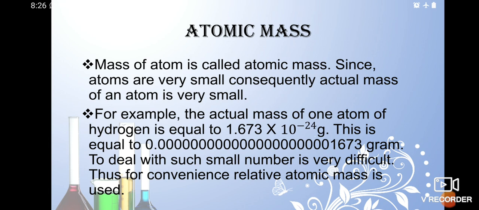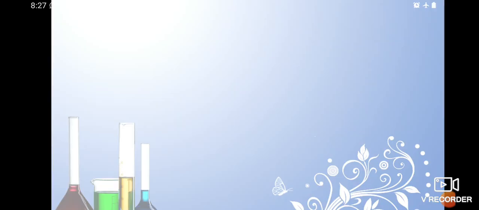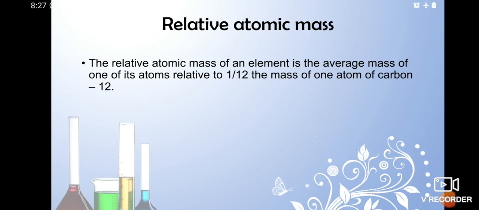For our convenience, we invented the relative atomic mass, so that atomic mass can be found easily. Let us learn the topic of relative atomic mass. What is relative atomic mass? The relative atomic mass of an element is the average mass of one of its atoms relative to 1/12th the mass of one atom of carbon-12.